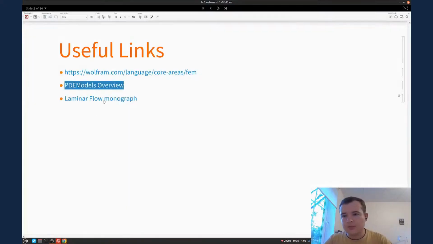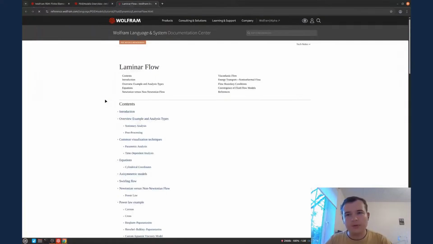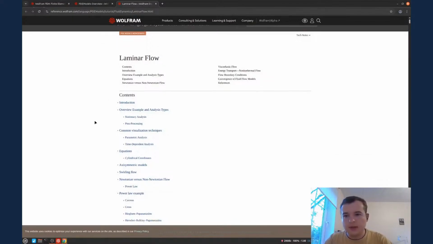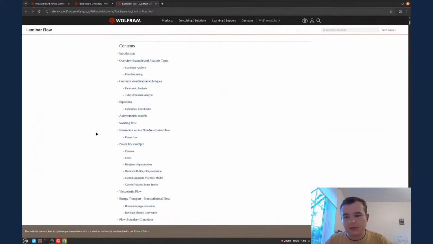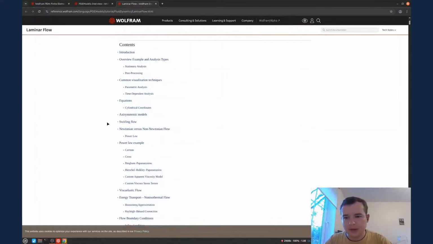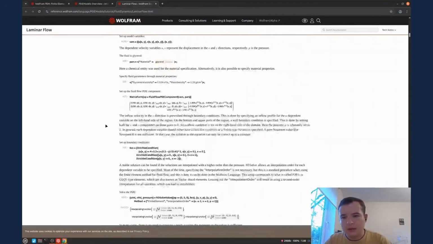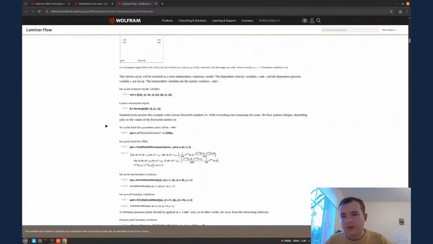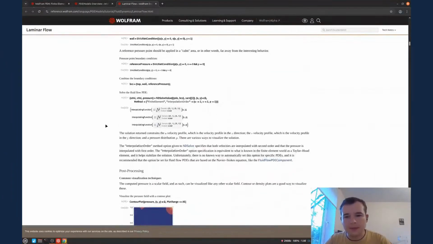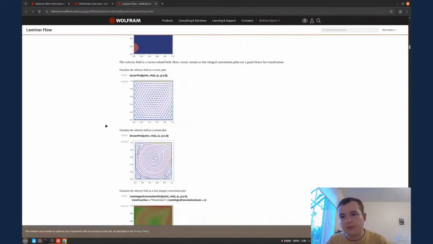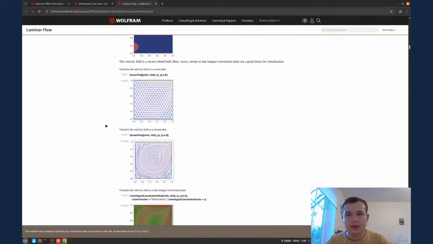The last link is the laminar flow monograph, because today we are going to discuss fluid dynamics, and this is our monograph for the fluid dynamics. It features many examples and also it discusses the theory, like what is a Newtonian or non-Newtonian flow and the equations of the fluid dynamics. So if you are familiar with the finite element method in the Wolfram language and would like to start exploring fluid dynamics, this is the place to start.